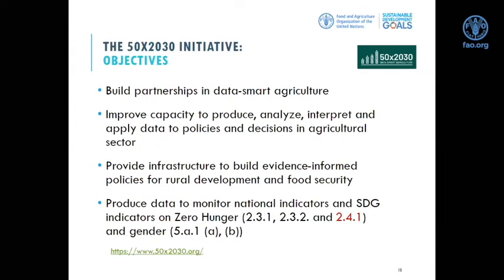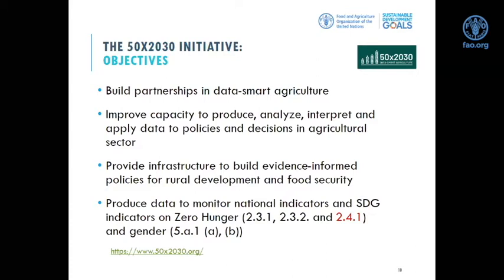Okay, the 50x2030 initiative, similar to the AGRIS program, has the idea of improving the capacity of countries to produce good statistics in a broader sense, with different new emerging data, new data required nowadays. But it has a strong emphasis on the SDG indicators, mainly for Zero Hunger, Goal number two, in particular indicators 2.2.1, 2.2.2, and 2.4.1. And also the gender perspective, indicator 5.a.1.